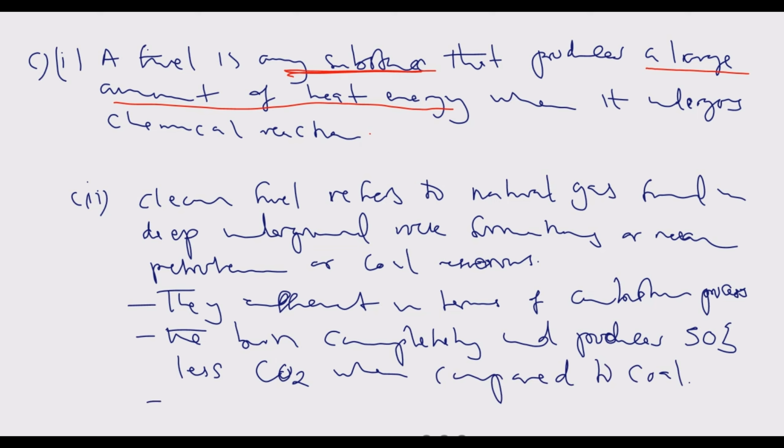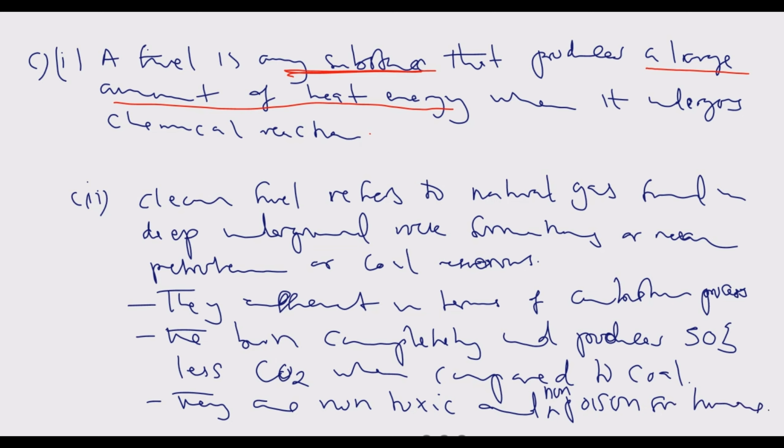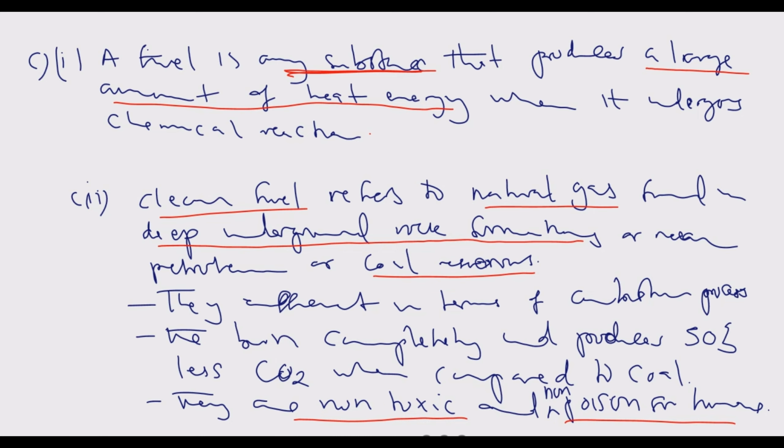Then what makes them clean? Thirdly, they are non-toxic and non-poisonous for humans. So when you're talking about clean fuel, we are talking about, one, the natural gases that exist in the deep underground formation near the coal reservoirs. Then what makes them clean is because they are efficient in terms of combustion process, and hence they produce about 50% less carbon dioxide when you compare it with combustion of coal. They are also non-toxic to human beings. That's what makes them clean fuel.